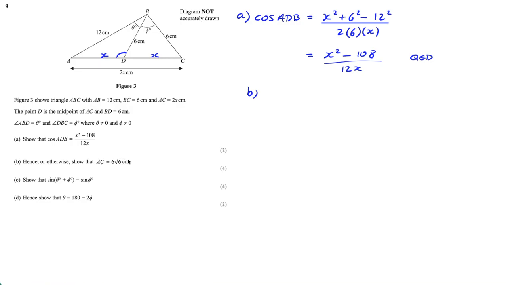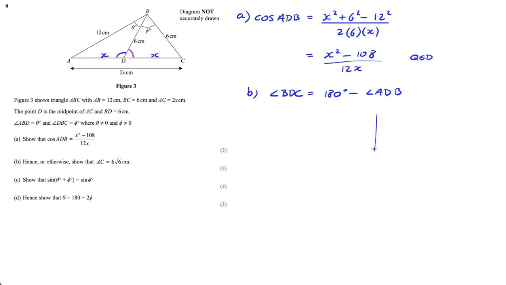Hence or otherwise show that AC equals 6 root 6. Okay, now this question, guys, I actually find to be quite tricky. The way the mark scheme actually wants you to do this is they said, well, this angle here, let me just write this out, angle BDC. So angle BDC is equal to 180 degrees minus angle ADB.